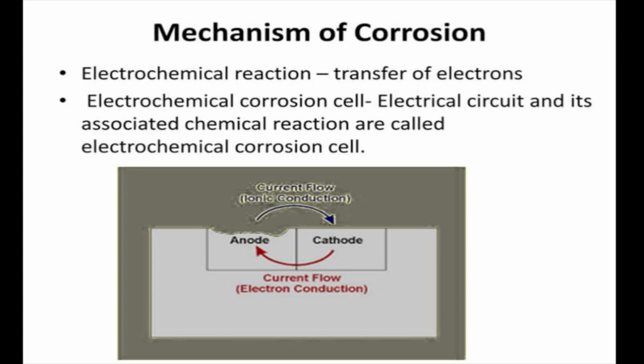Okay, so in the figure you can see that there is a cathode and an anode part. The anode is going to get corroded and the cathode is protected. Within the material there is a current flow from cathode to anode, which is electron conduction. But outside the material, in the medium of the electrolyte, the current flow is ionic conduction, from the anode to the cathode.